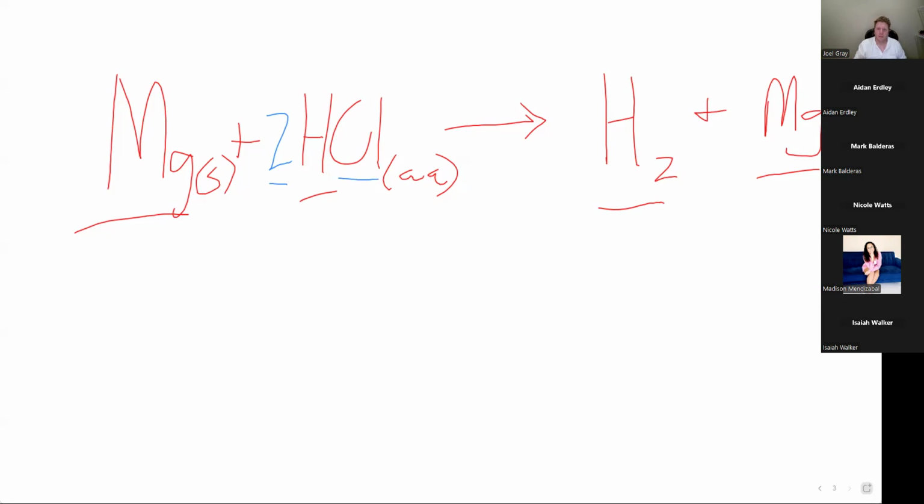Now, where it gets a little bit tricky is I am going to basically be asking a couple of different things. Which species gets oxidized?